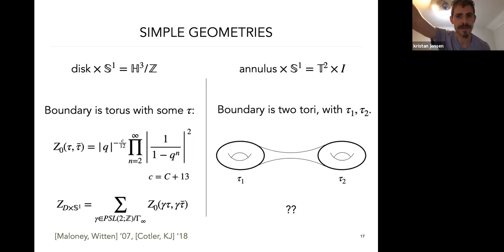The thing that I want to talk more about today is the next simplest geometry you can consider, which is that of the annulus times S1, something with two boundaries, equivalently the torus times the interval. The boundary is composed of two disjoint tori with complex structures, tau1 and tau2.